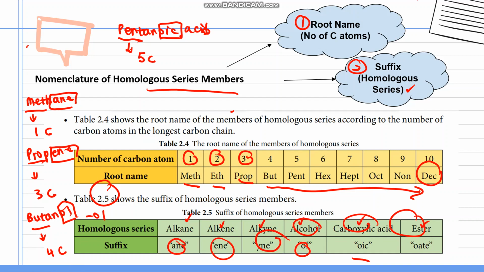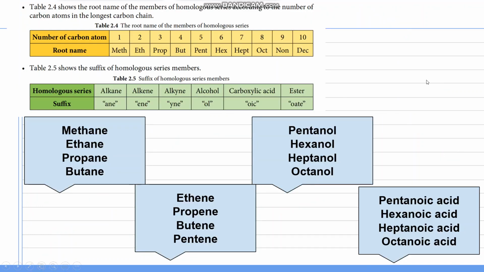So basically they can be divided into the root name and the suffix. These are very important, so you must really understand and memorize the number of carbon atoms that corresponds to each of the root names. So here you will see several examples.